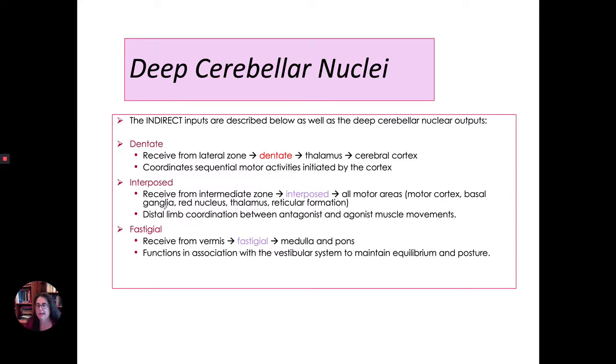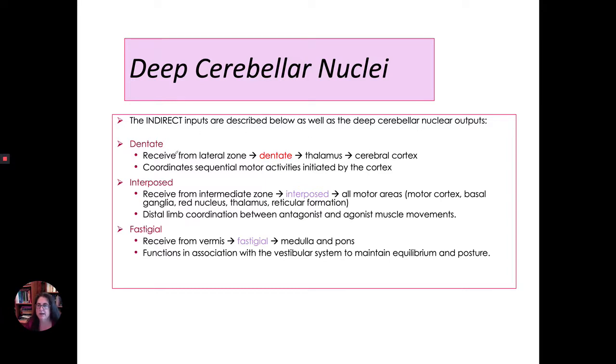So what we're going to look at is those three nuclei again and discuss the pathways. The dentate nucleus, let's look at that one first. The dentate nucleus receives input from the lateral zone of the cerebellum, and then after it gets to the dentate nucleus, it goes out again through the thalamus and then through the cerebral cortex.